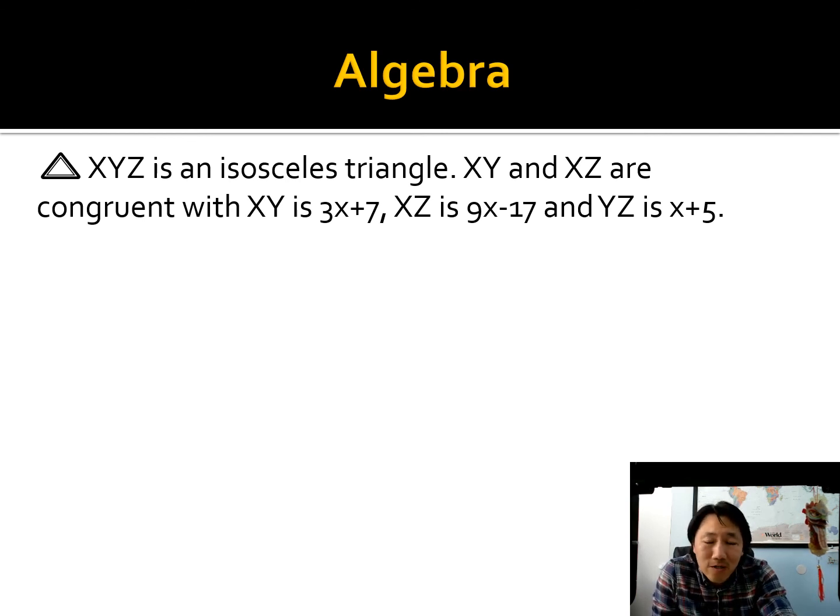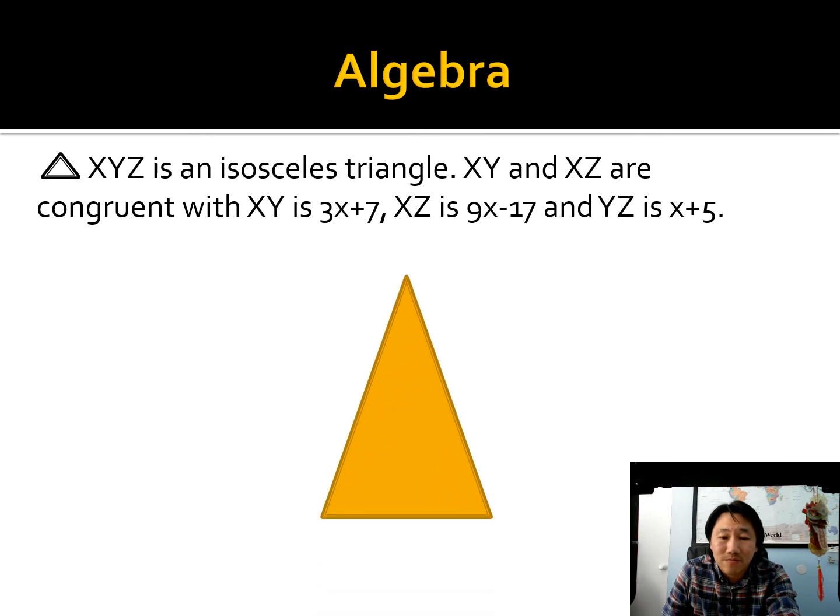So the first thing you really want to do is draw a picture of an isosceles triangle. That looks like an isosceles triangle, but you have to mark it properly. You have to put X, Y, Z, and it says XY and XZ are congruent. So those two are congruent. All right, so drawing the picture and labeling it correctly is very important. Now we're going to put in XY is equal to 3x plus 7. And then XZ is equal to 9x minus 17. And then YZ is x plus 5.